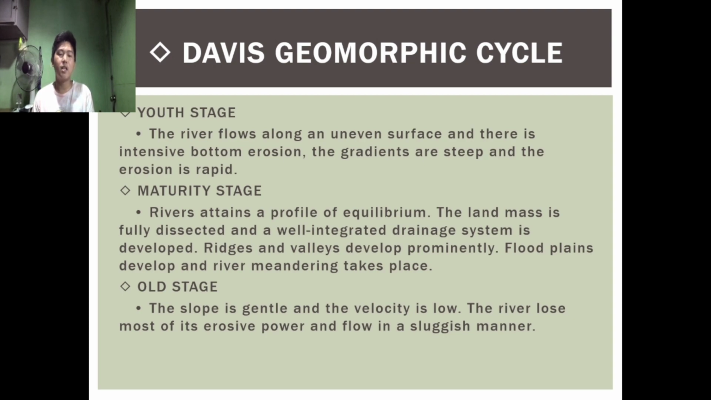Maturity stage. Rivers attain a profile of equilibrium. The landmass is fully dissected and a well-integrated drainage system is developed. Ridges and valleys develop prominently. Floodplains develop and river meandering takes place. Old stage. The slope is gentle and velocity is low. The river loses most of its erosive power and flows in a sluggish manner.